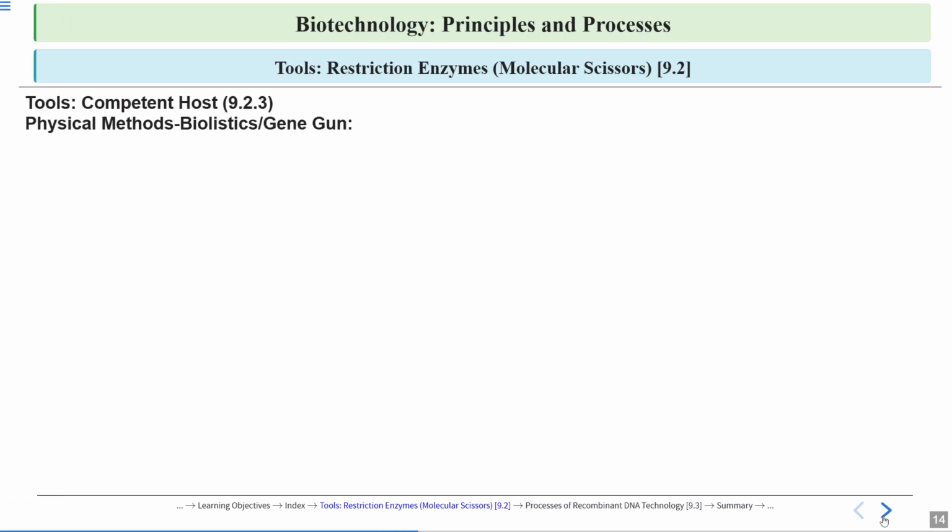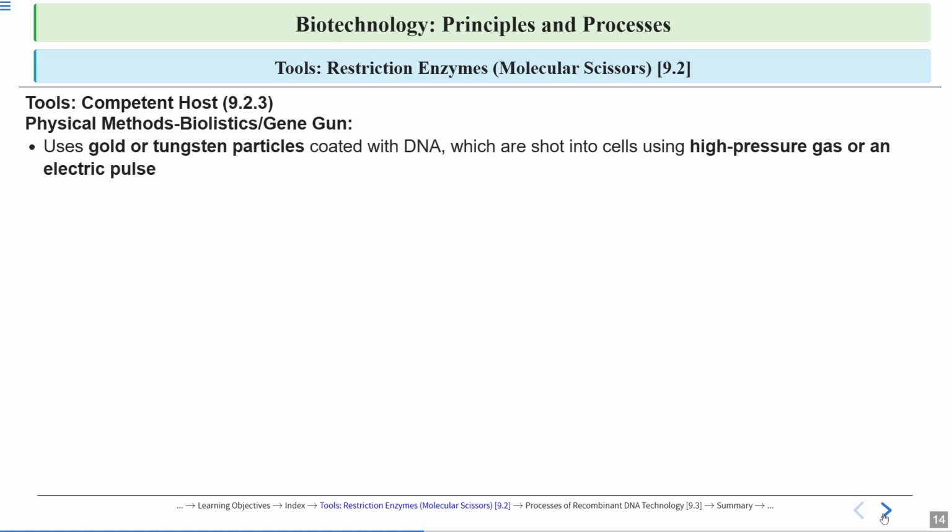After this microinjection method, there is another method, which is biolistic, the gene gun method. Here we take our DNA and coat it with gold or tungsten particles, which are then shot into the cell using high pressure gas or electric pulse. The first question arises: why do we only use gold or tungsten particles?